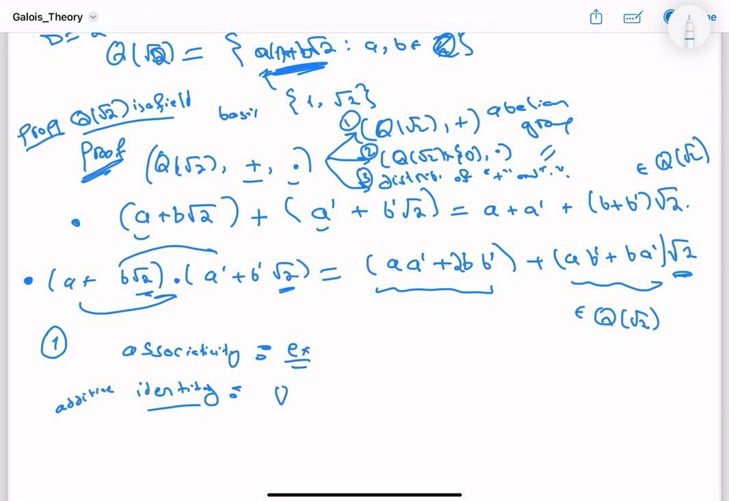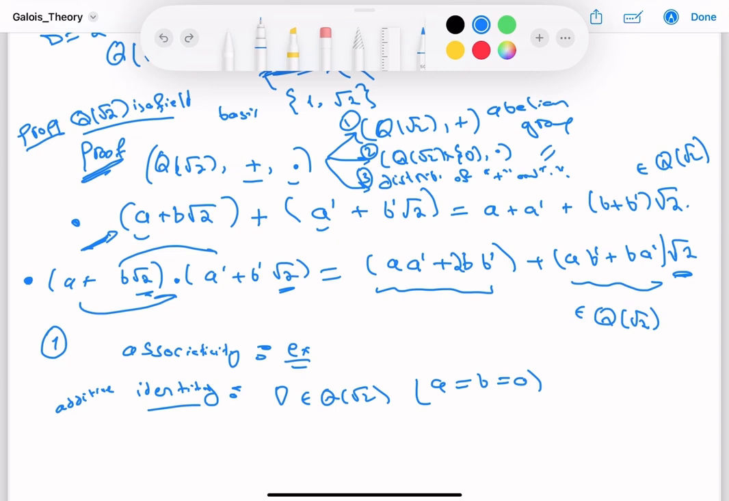The identity 0 is literally the 0 of q. So when we take a equals b equals 0, we get the 0. And you can check that it satisfies the additive identity property, that when you add it to any other element of this form, you get the same thing, because this is how we're defining addition of two elements. If this is 0 and this is 0, the element won't change.